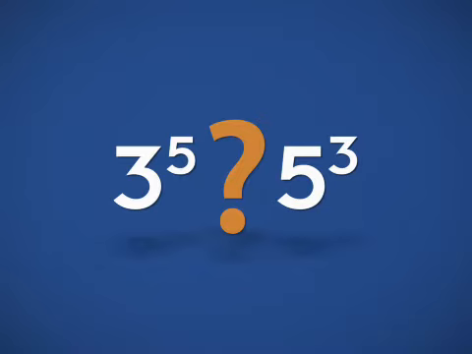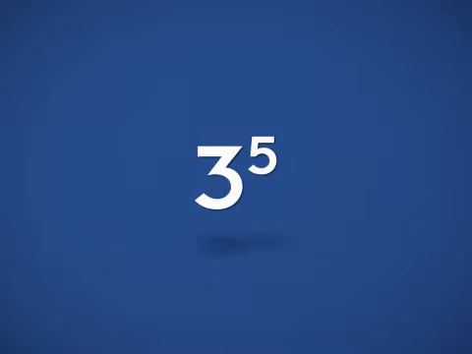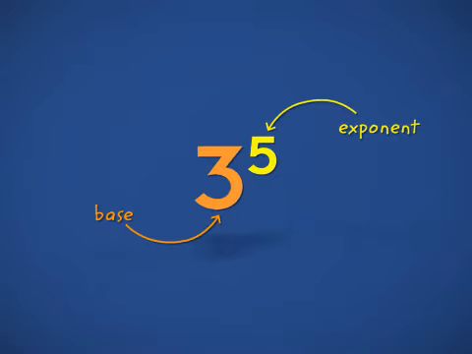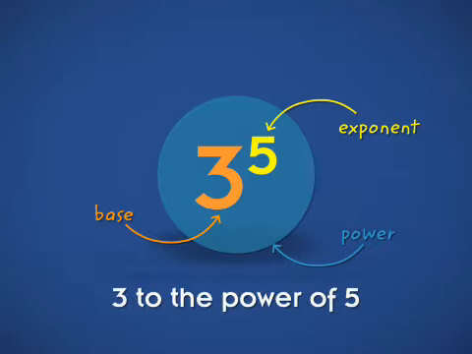A power has two parts, a base and an exponent. The big number is the base. The small number is the exponent. In this expression, 3 is the base, 5 is the exponent, and the whole expression is the power. We read the expression as 3 to the power of 5.